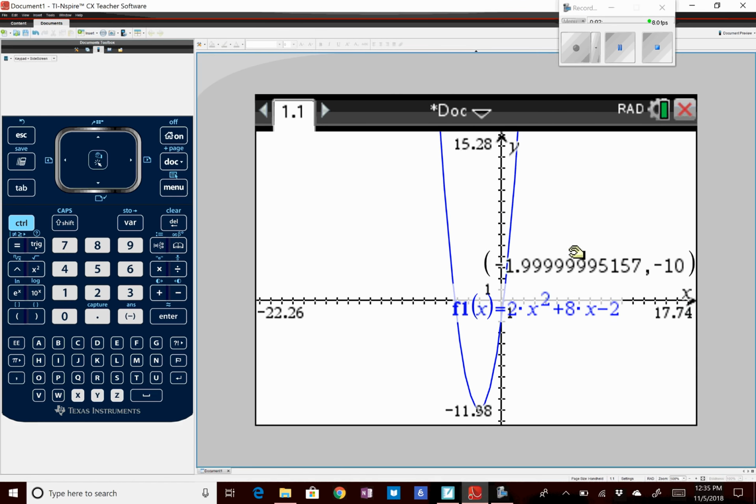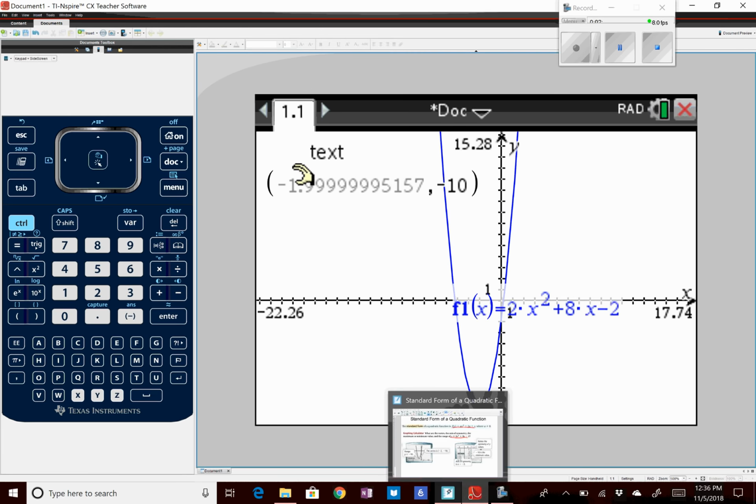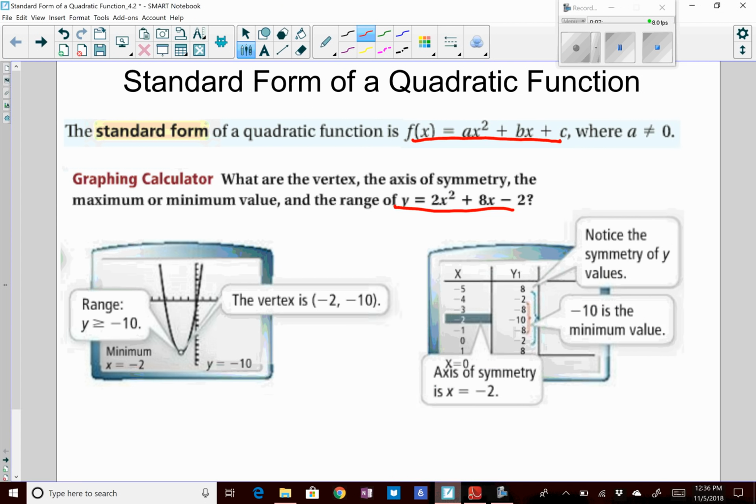So they're showing us here that our vertex is at -2, -10. And the reason I say -2 is that if you look at this number they're giving us, the -1.9 followed by all of these nines, for all intents and purposes, is a -2. So -2, -10 is our vertex. And that's what they're showing us here. They've got the vertex at -2, -10, which is what we found on the calculator. So we have the vertex.